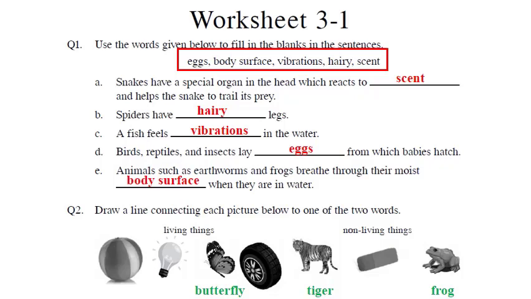Question 2. Draw a line connecting each picture below to one of the two words. Butterfly, tiger, and frog are living things. All other pictures show non-living things.